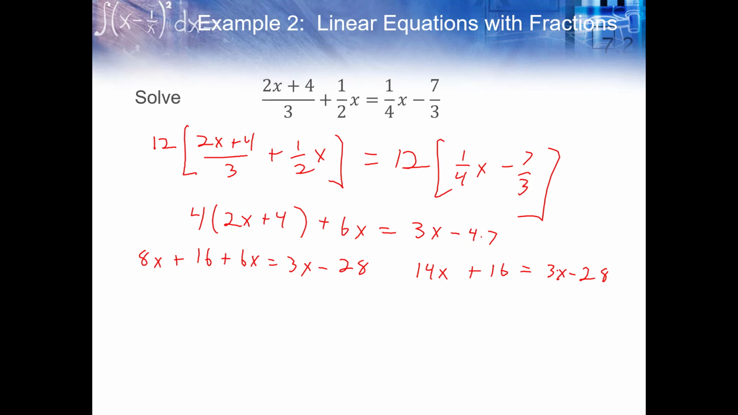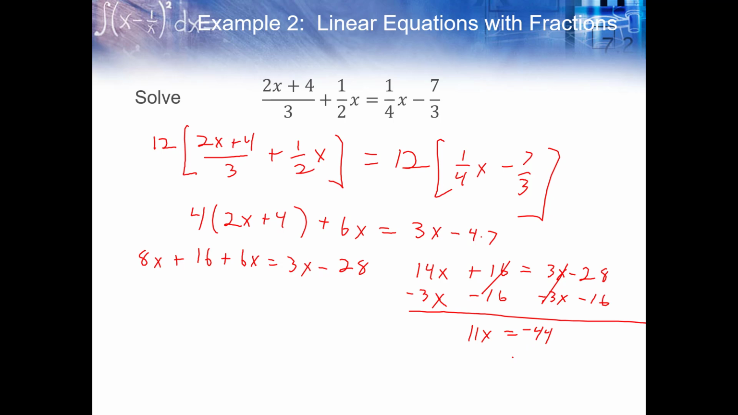So I can bring this term over here by subtracting 3x from both sides. So let me do that. Minus 3x here, minus 3x here. And then I can bring the 16 over here by subtracting 16 from both sides. Minus 16 here, minus 16 here. Now, when I add all this vertically, these cancel, which is what I'm looking for. These cancel, and then I will have 14 minus 3, which is 11x. And that's going to be equal to negative 28 minus 16, which is negative 44.